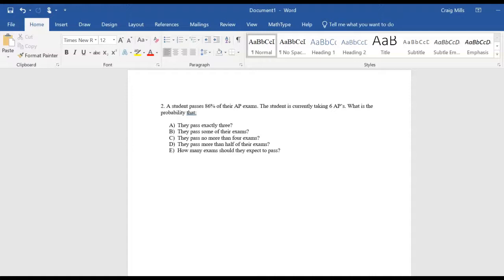So in number 2, a student passes 86% of their AP exams. The student is currently taking 6 APs. What is the probability that they pass exactly 3? Okay, so this is binomial.